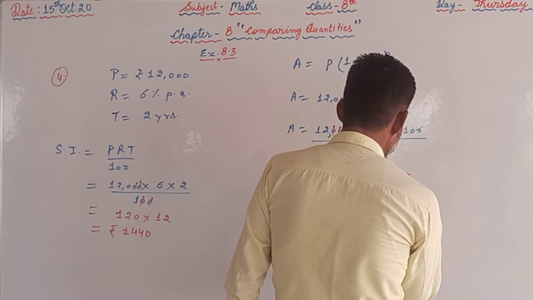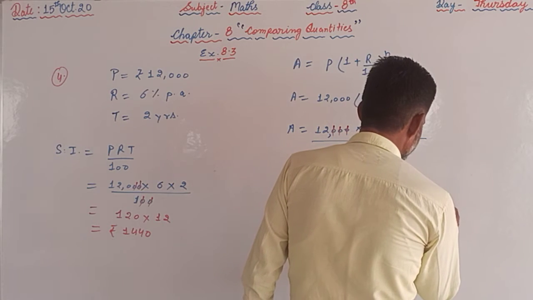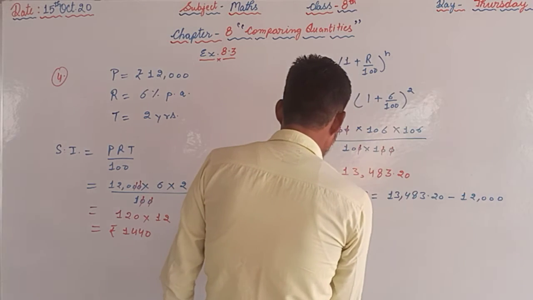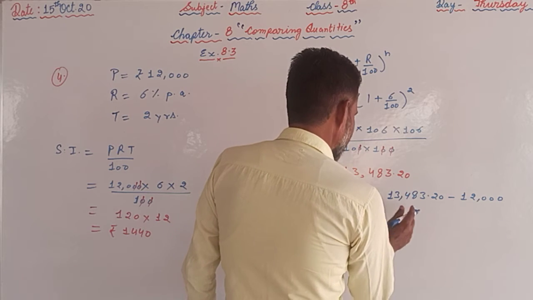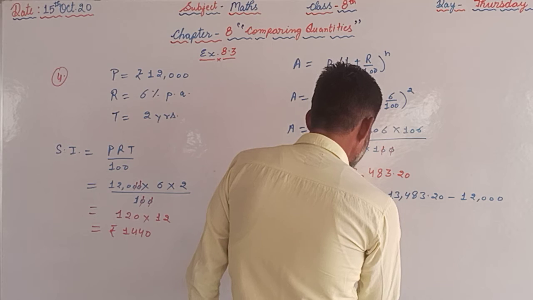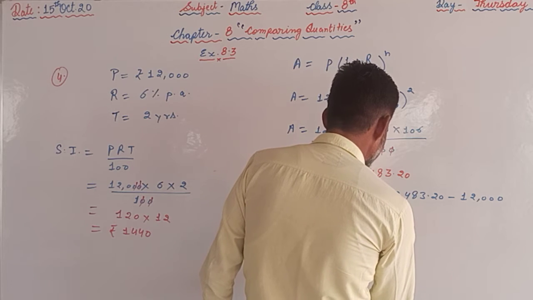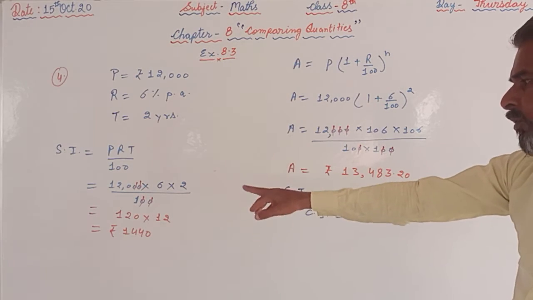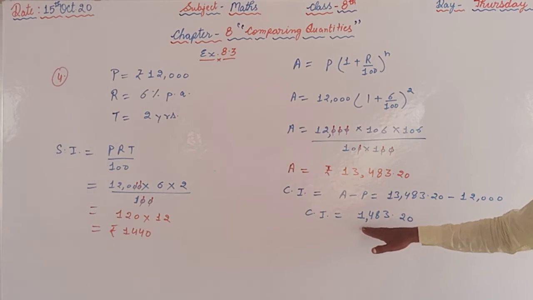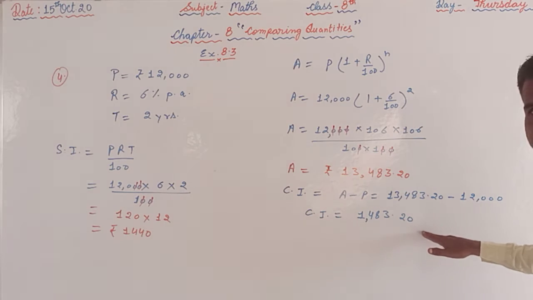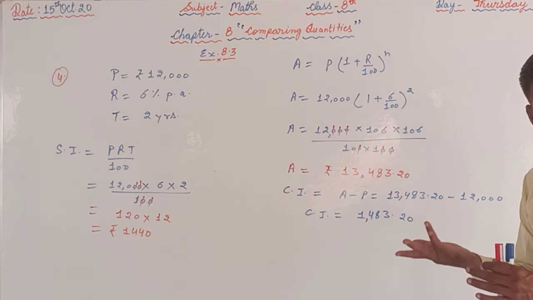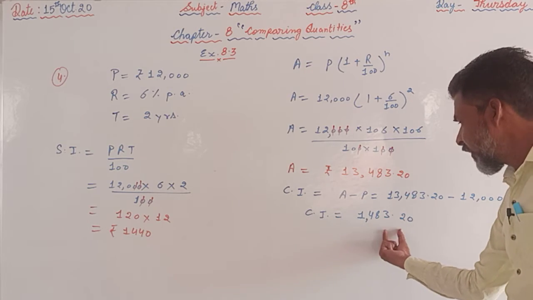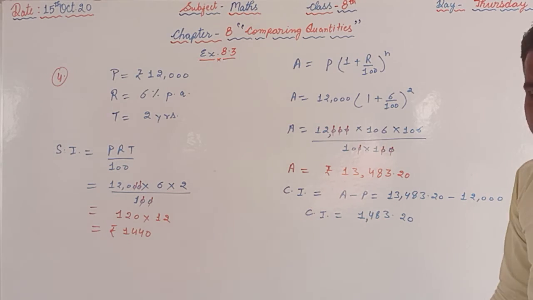The amount is 13,483 rupees 20 paise minus how much money was taken? 12,000. So the compound interest would have been 1,483 rupees 20 paise. So for the simple interest, that is 1,440, and for compound interest, that is 1,483 rupees and 20 paise. How much money extra he would have paid if the calculation would have been compounded yearly? So that is this minus that, that is 43 rupees 20 paise.